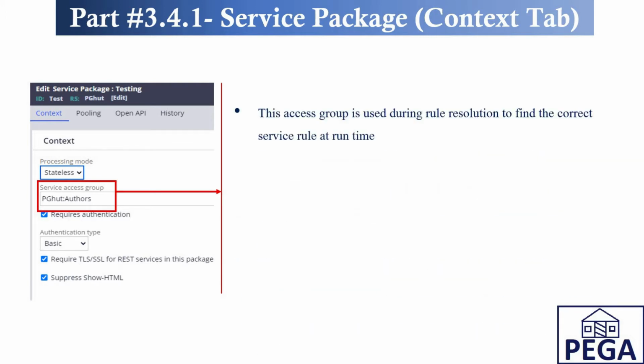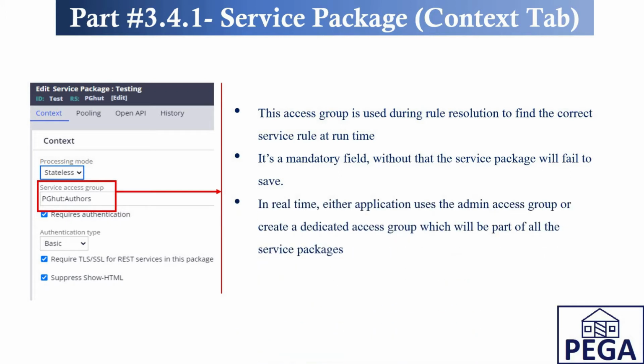Now this access group is used during rule resolution to find the correct service rule at runtime. So when you are using a service package, followed by a service method, where you are going to use an activity, a class and everything, this access group is very crucial, where Pega will take this access group as part of the rule resolution, so that it will find the right rule and process them accordingly. It is a mandatory field, obviously, because Pega would not know which rule to pass during runtime. So that's why service access group is mandatory.